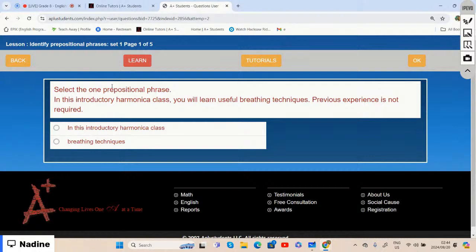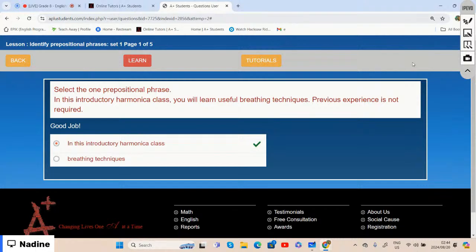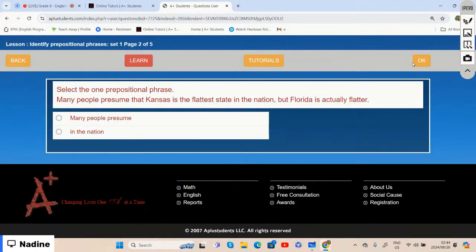All right. And we will select our prepositional phrase.